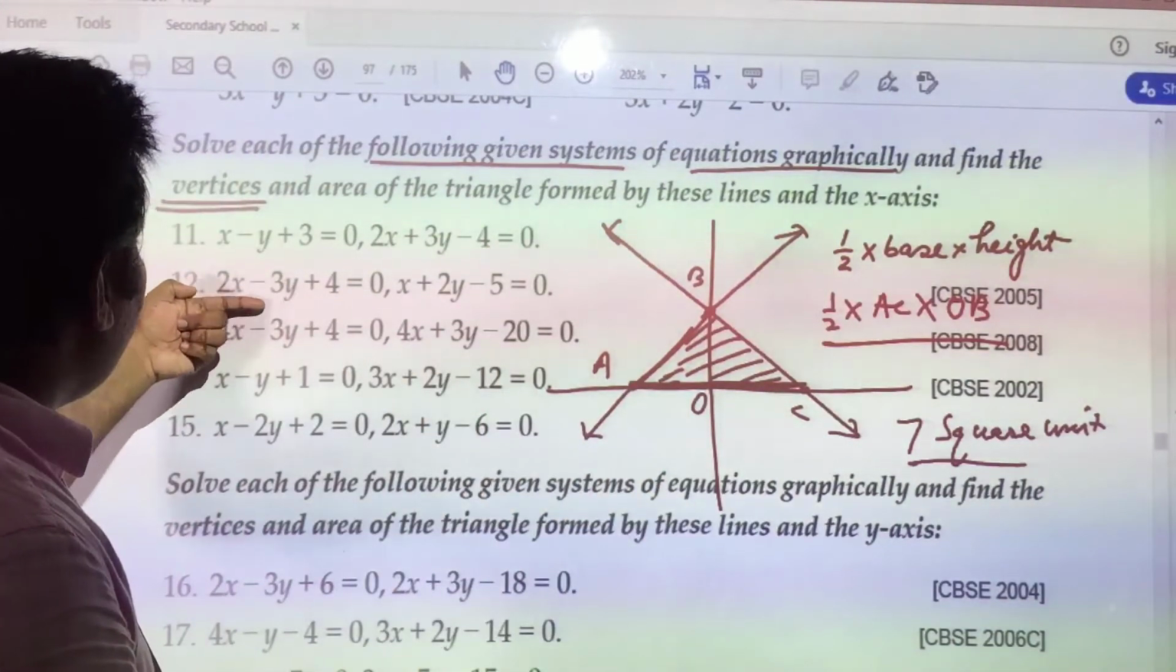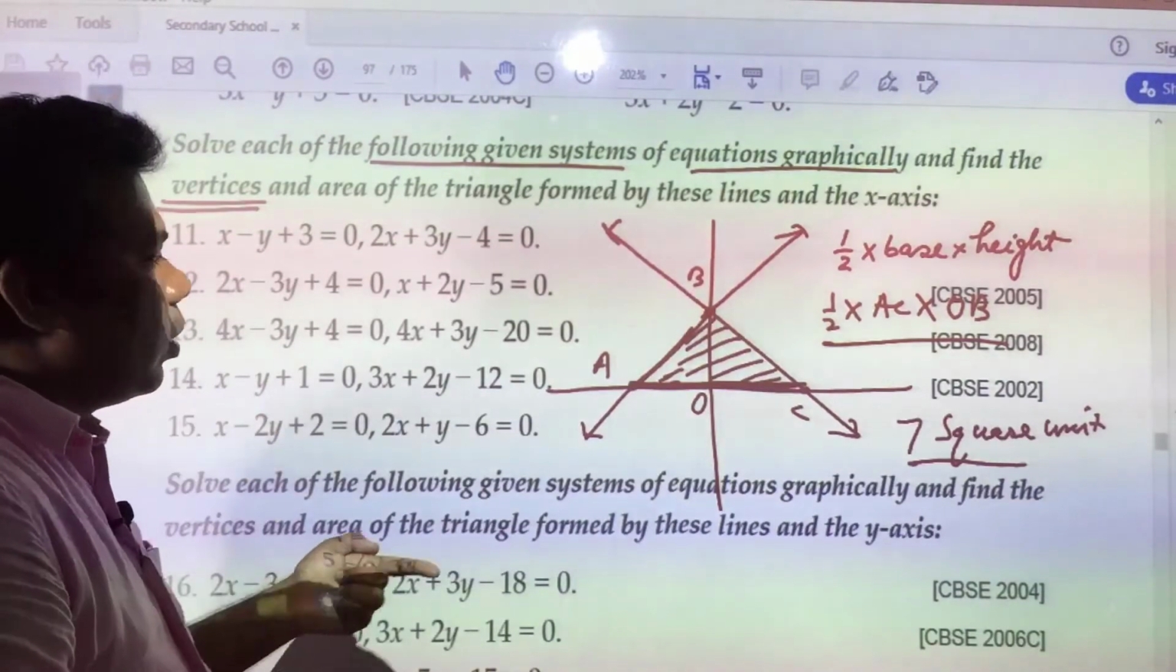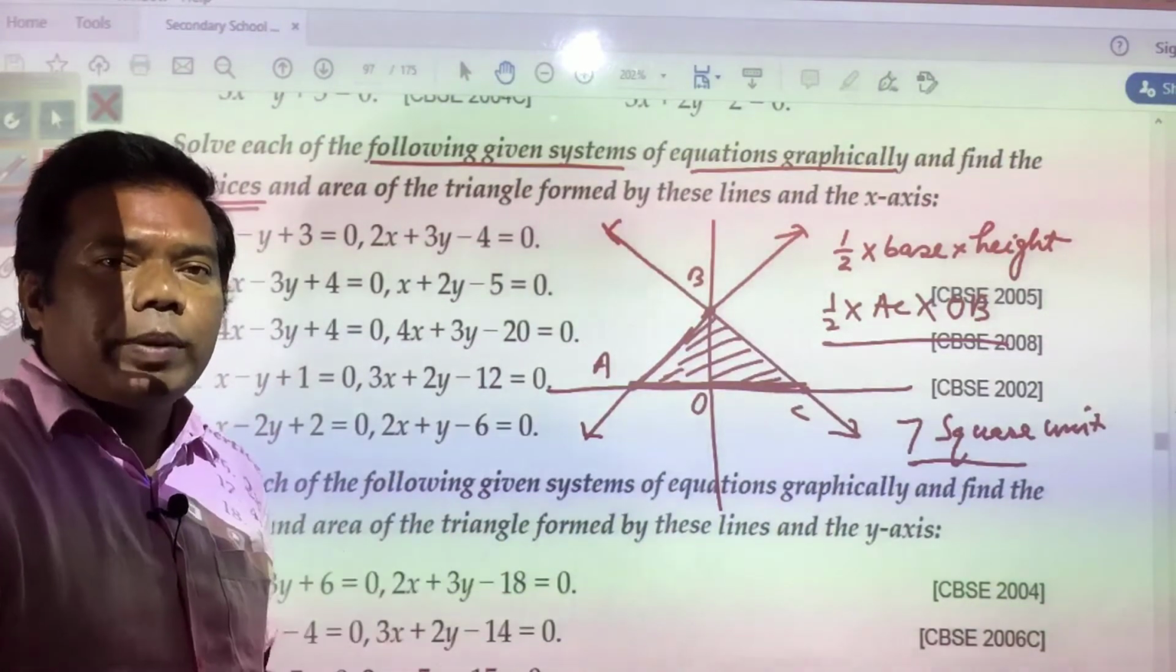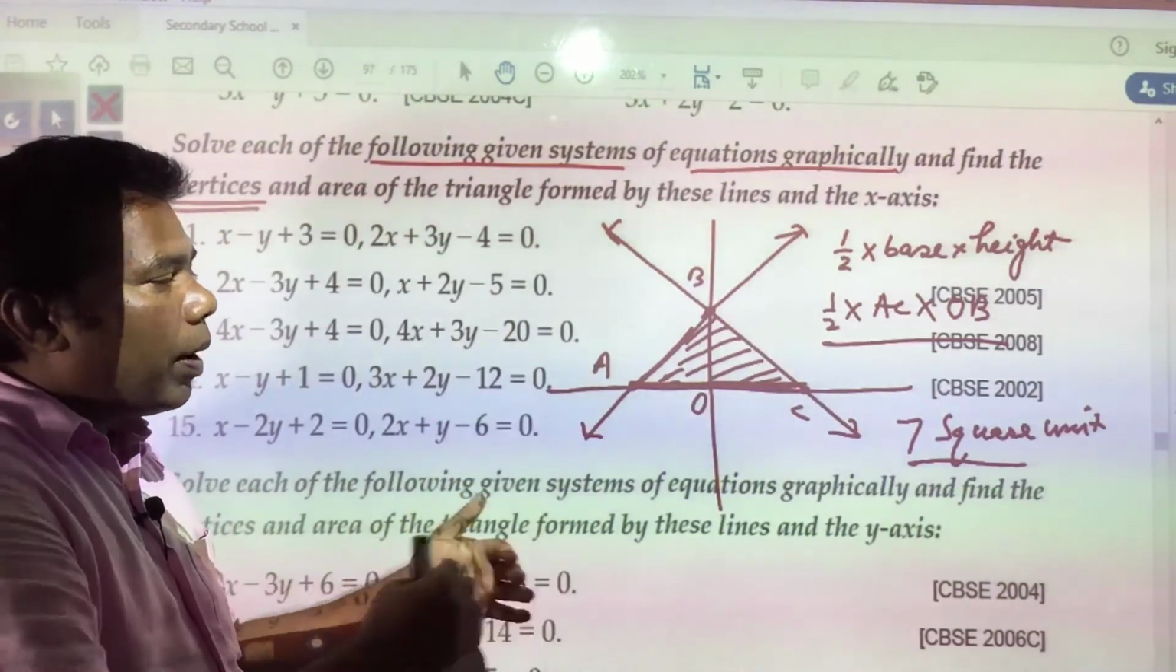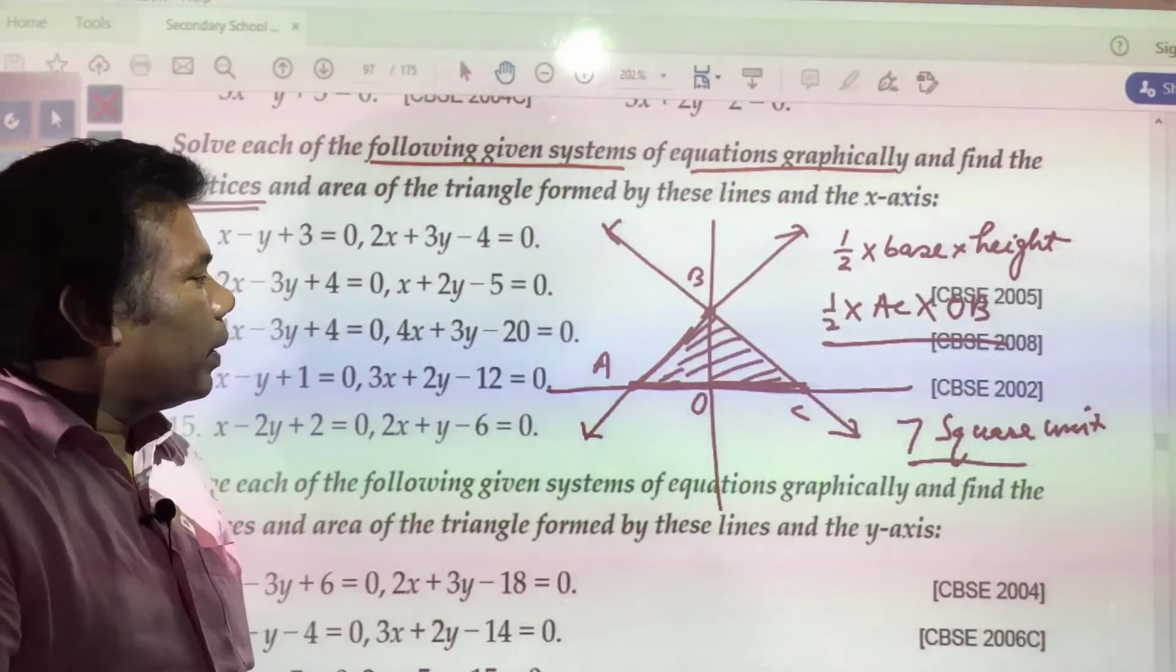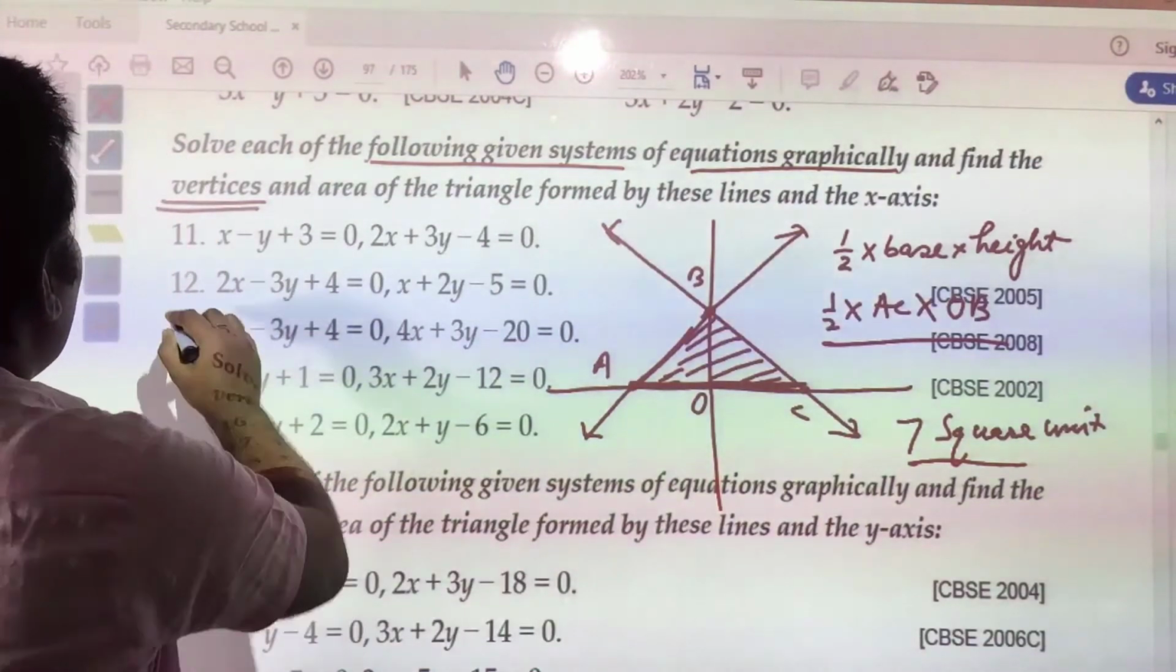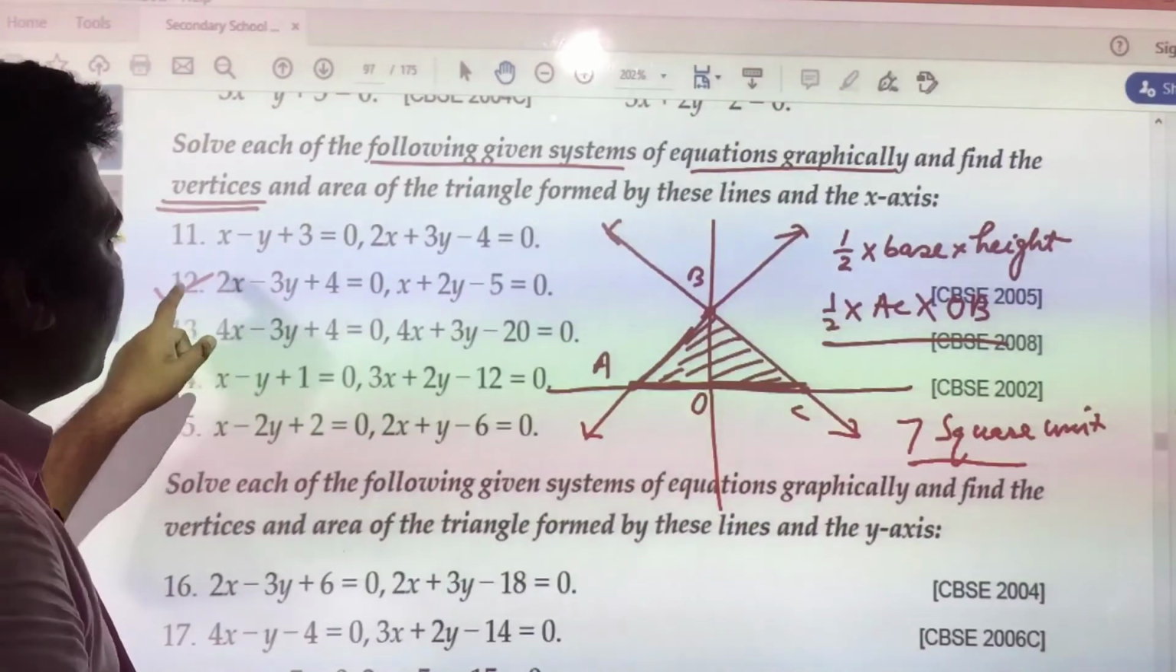So each and every question you need to solve in your copy and in your notebook, that must be there, and each and everything by following proper steps. So we will see one question from here, question number 12.